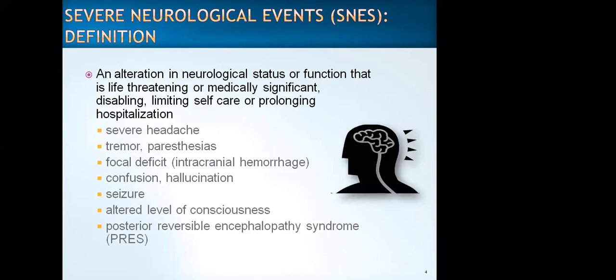The definition is an alteration in neurological status or function that is life-threatening or medically significant, disabling, limiting self-care, or prolonging hospitalization. Usually the patient starts with a severe headache, tremor, and facial deficit, then confusion, hallucination, sometimes seizures, and altered level of consciousness. Everyone knows PRES, posterior reversible encephalopathy syndrome.